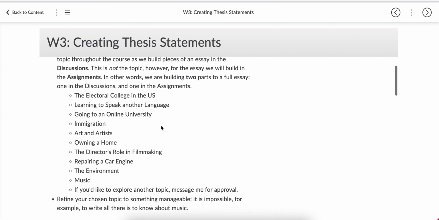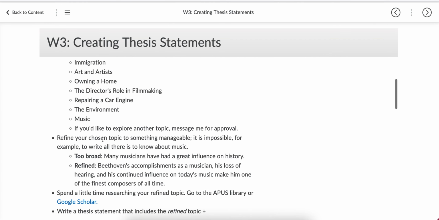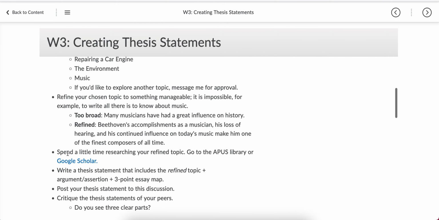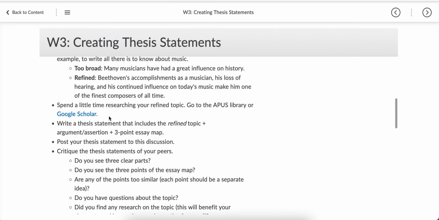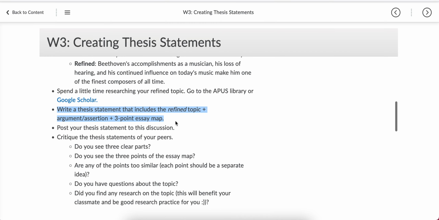So what you're going to do is choose one of these topics, right? You probably should, in fact, I want you to limit the topic, refine it a little, make it a little specific. The way you do that is you would go to the APUS library or Google Scholar. Those are 2 areas that I'm fine with you looking. If you go to Google Scholar and you're looking for a more academic source, if you add your search terms and then follow that with the word PDF, you're more likely to find something academic. Then I want you to write your specified topic, your argument about that topic, and a 3-point essay map.